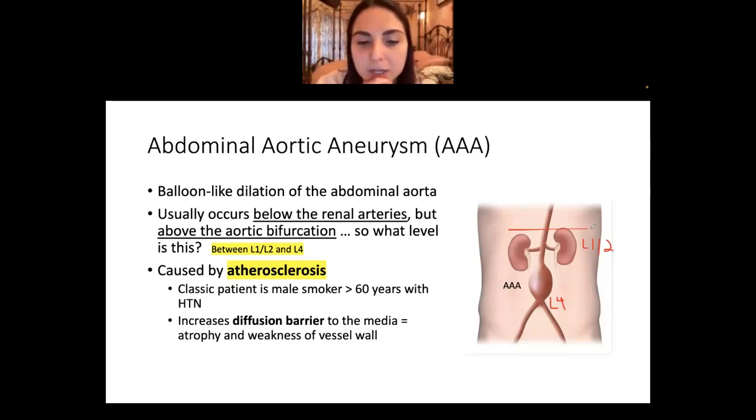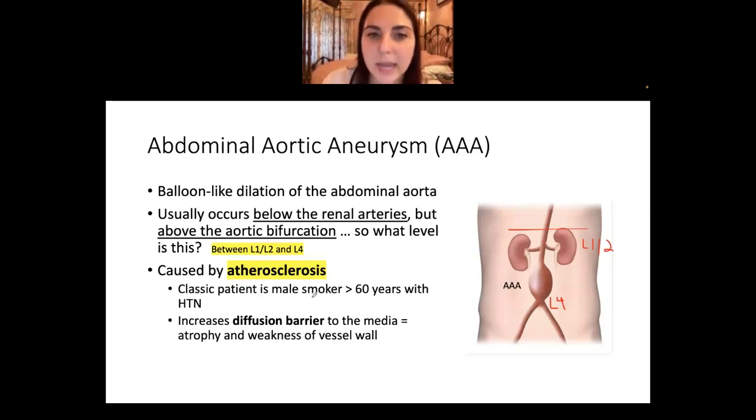And even when you see pictures of it, did I put any other picture? I think I did, yeah, on the next slide I put another picture in there. It's between the renal arteries and the bifurcation, so that's typically where this one usually is. This is always caused by atherosclerosis. Again, you would have to imagine it would have to be pretty serious atherosclerosis to take out the abdominal aorta, which is massive. But classically, it's going to be a male, a smoker, older, and has hypertension.